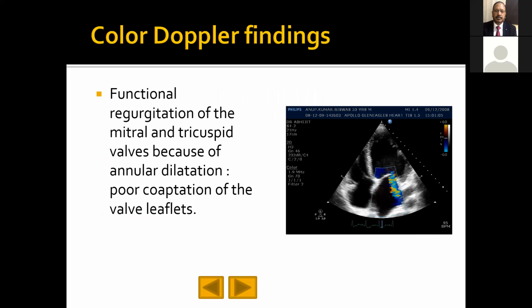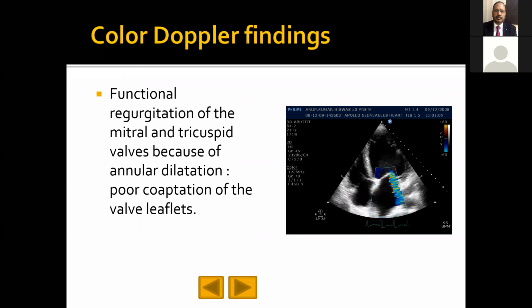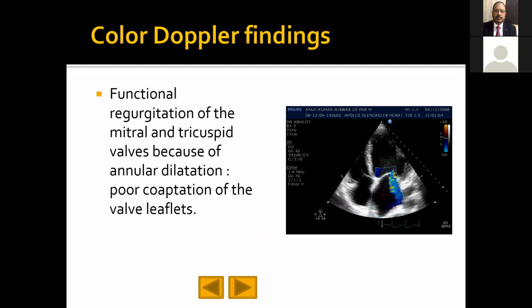Look at the color Doppler findings. See, here is an eccentric jet of mitral regurgitation, and you can see the jet hitting the wall of the left atrium and coming back as a red jet. Actually, they are one and the same jet. This indicates severe mitral regurgitation because of poor coaptation of the valve leaflets.